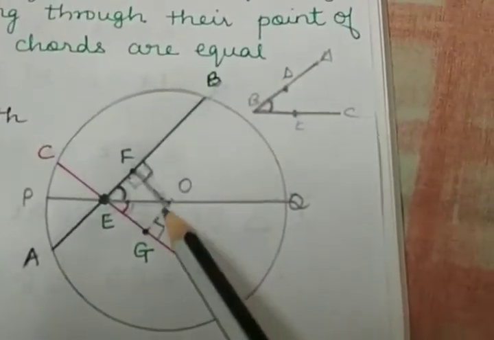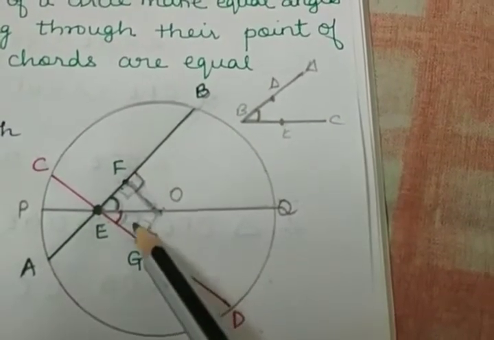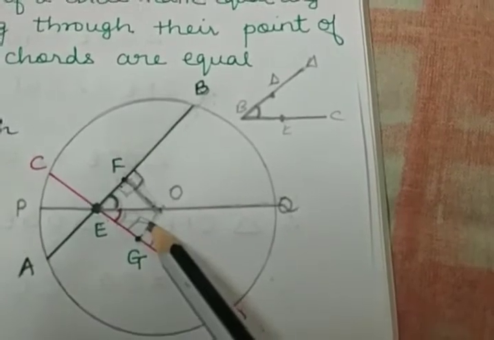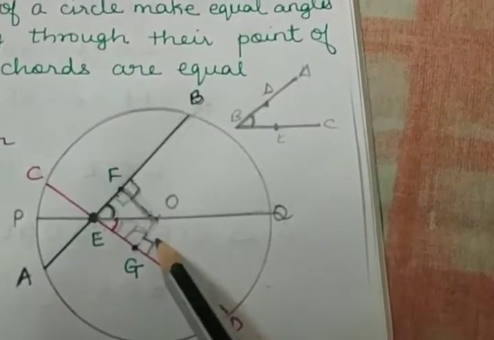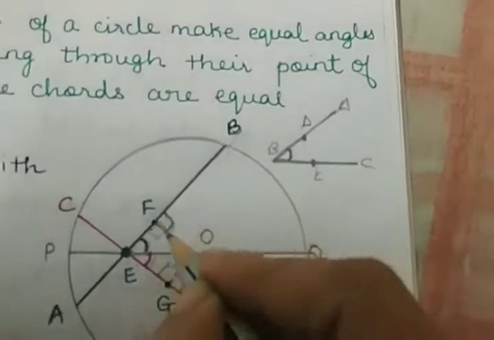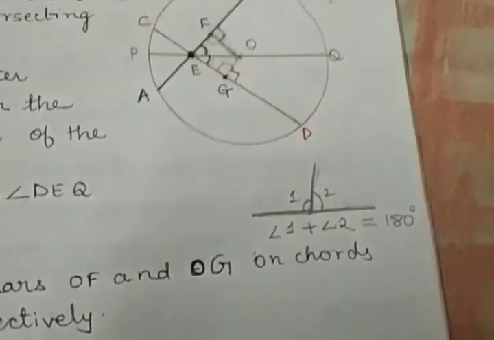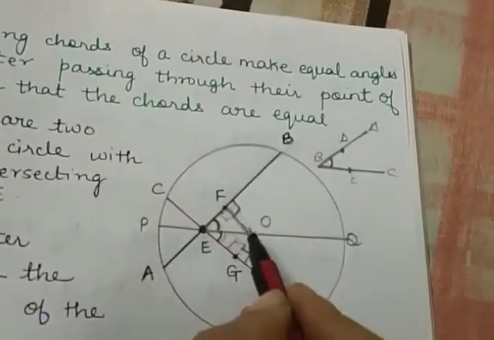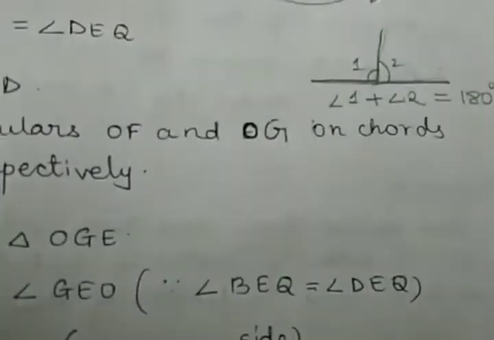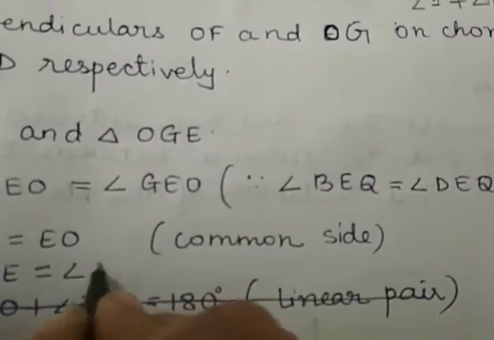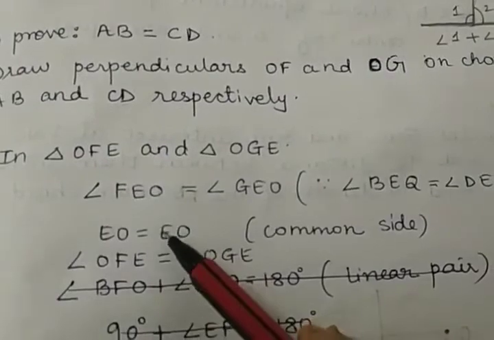This angle plus this angle is 180 degrees. This is 90 degrees. So this angle also has to be 90 degrees because the sum has to be 180 degrees. 90 plus 90 will give you 180 degrees. So the third condition is here, angle OFE is equal to angle OGE. Okay, so you got three conditions here.